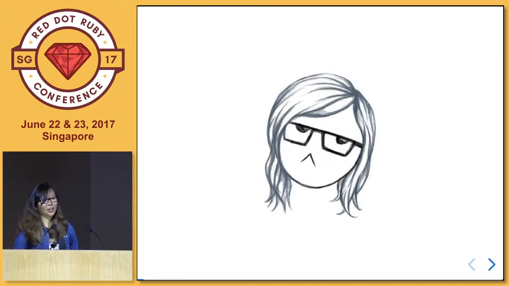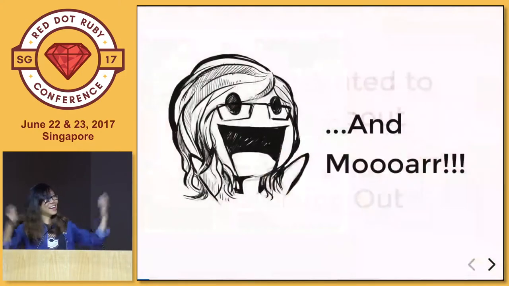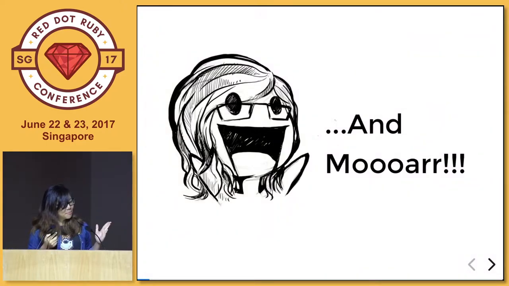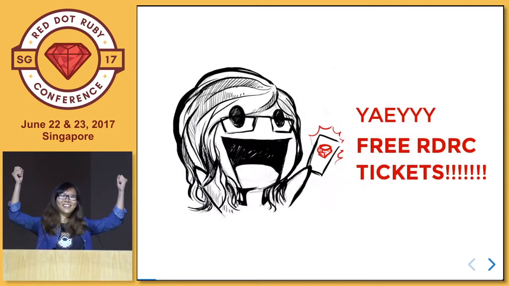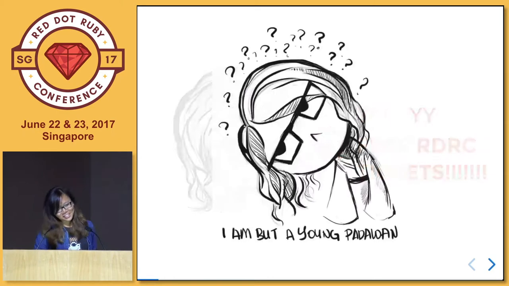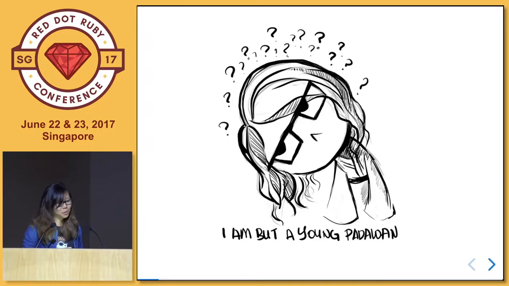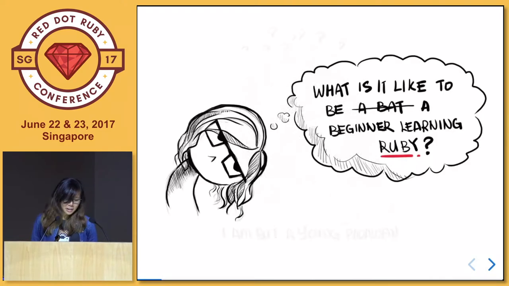So my talk today is called All I Wanted to Know About Ruby's Object Model Starting Out, and more. But before I dive into the topic proper, I want to talk a little bit about the motivations behind this. So why this topic and why this talk? Well, if you ask me why this talk, the first thing I'm going to say to you is free RDRC tickets, yay! But of course, I also want to approach this as a beginner who still has a lot to learn about programming and the language and software development in general. So the question that I have is, what is it like to be a beginner learning Ruby?